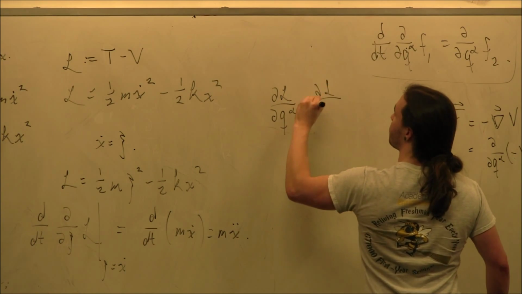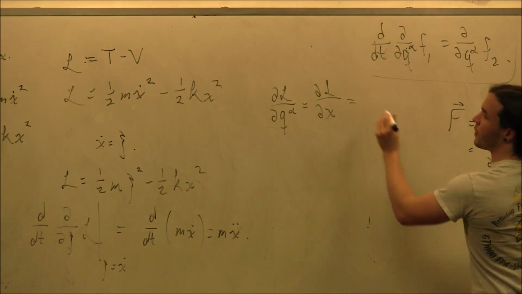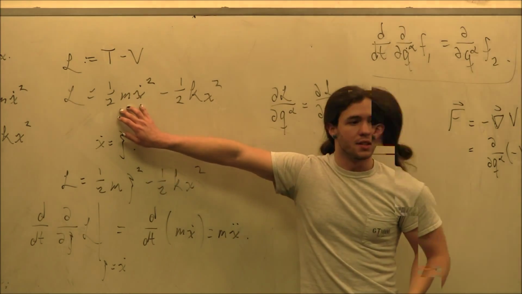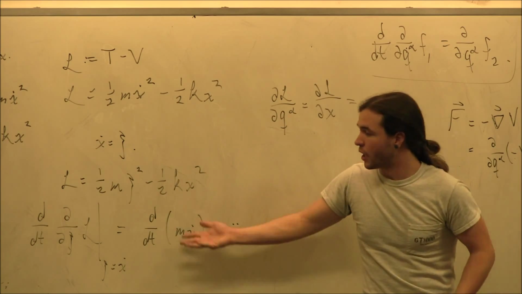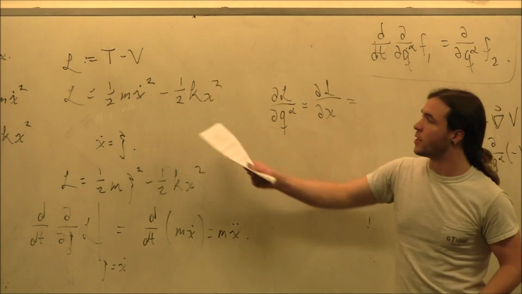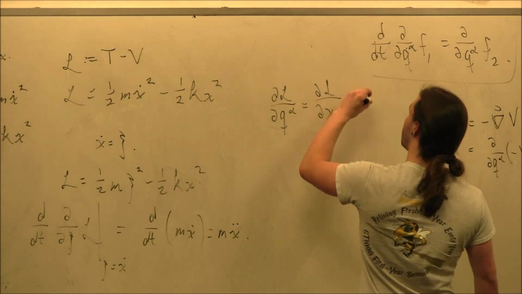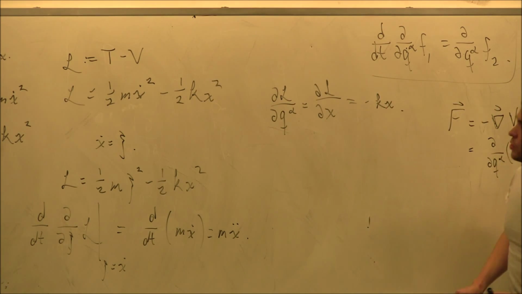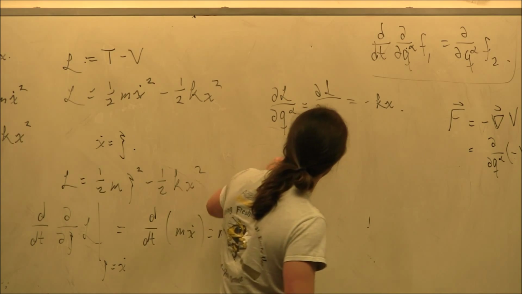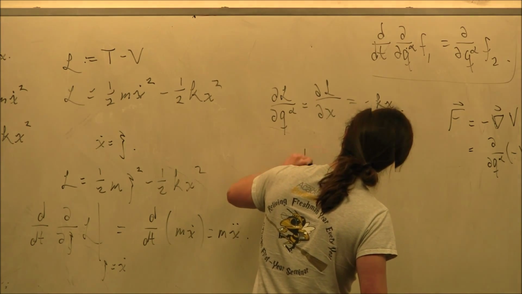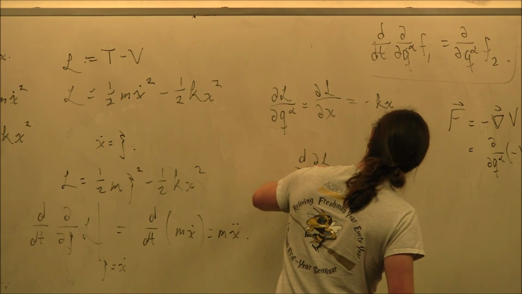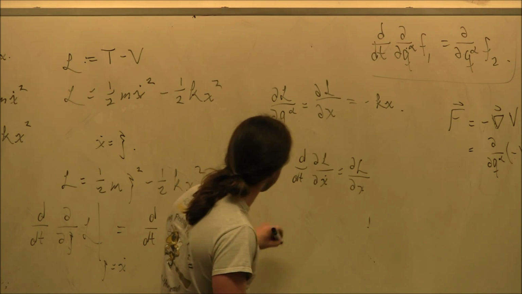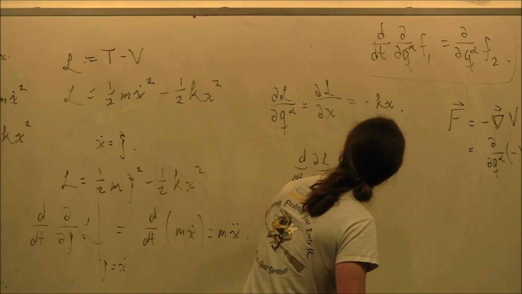Now we can do the other side of the Euler-Lagrange equation, where q alpha is now x. This term dies because it's only dependent on the velocities. And this term, likewise, is just a very simple derivative. The 2 comes out and cancels with the 1/2, so you've got negative kx as the derivative there. Now you set these two things equal to each other, and what you get is m x double dot is equal to minus kx.